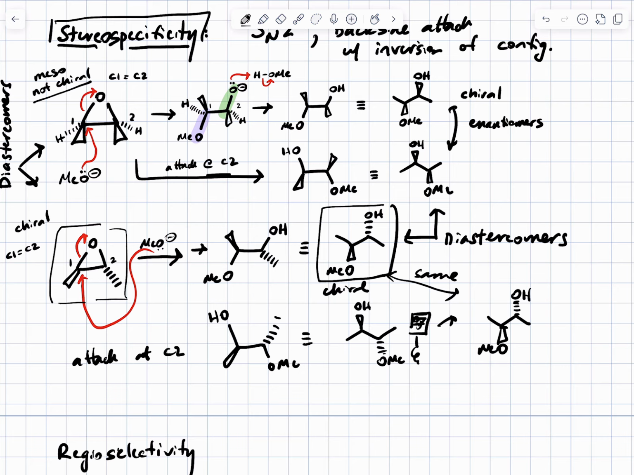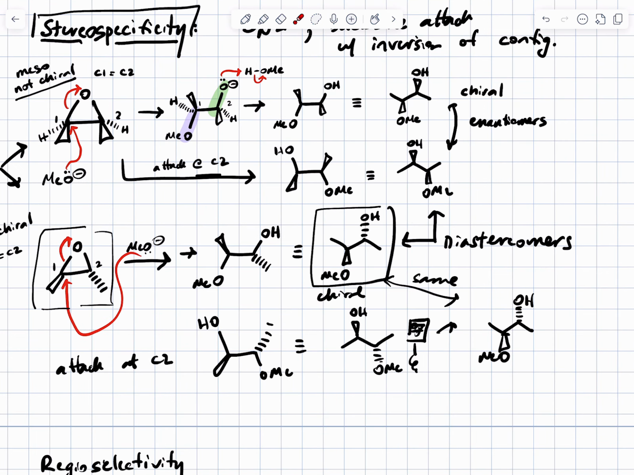Yep. Okay, what else? When you have a chiral starting material and you open the epoxide, are you always going to get meso compounds? If you had a different chiral epoxide, would it also be meso compounds? These aren't meso compounds. This is still chiral, but they just happen to be the same thing.